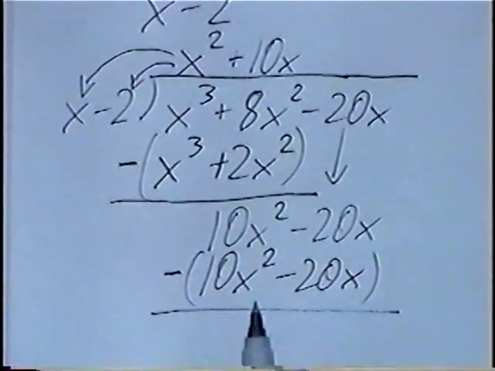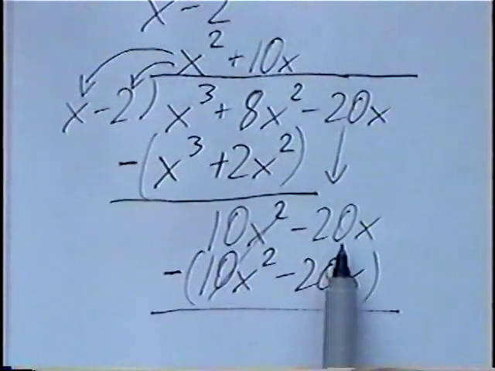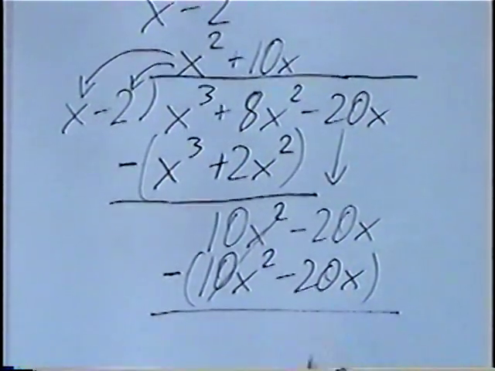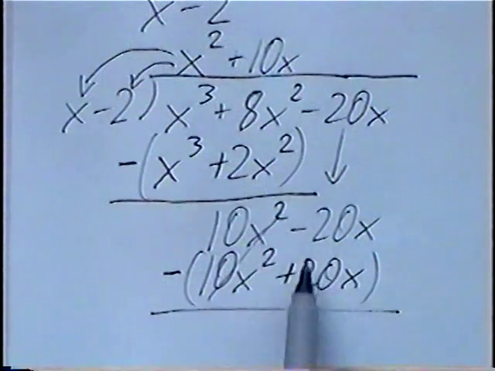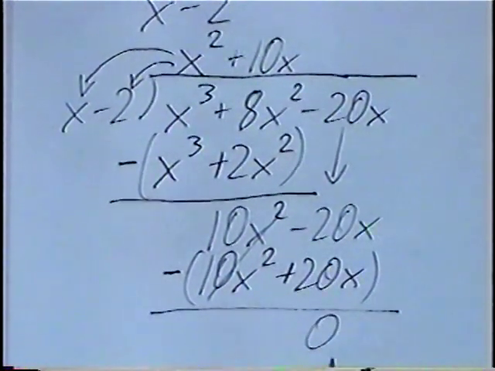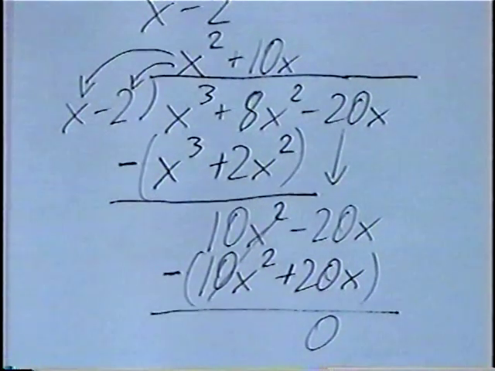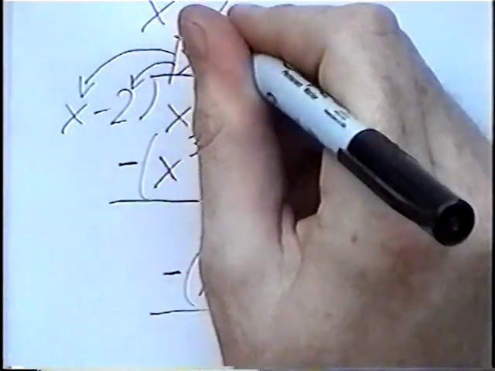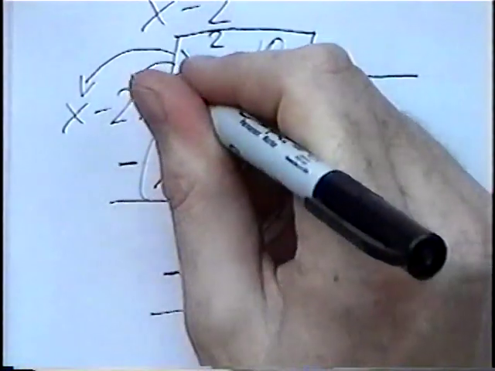10x squared minus 10x squared would cancel, and negative 20x minus a negative 20x. Subtracting the negative 20x will actually be adding, and negative 20x plus 20x would cancel. So we'll have 0, or a remainder of 0. And our answer above the dividing symbol will be x squared plus 10x.